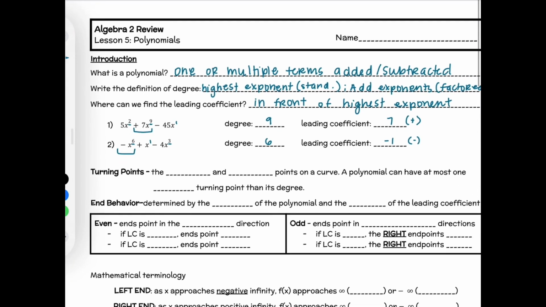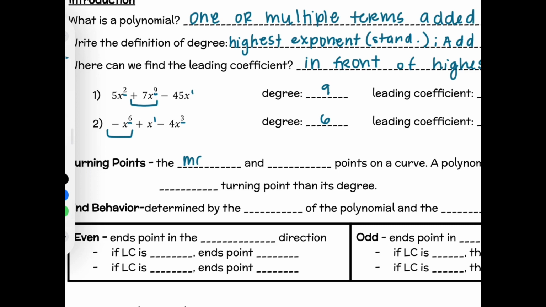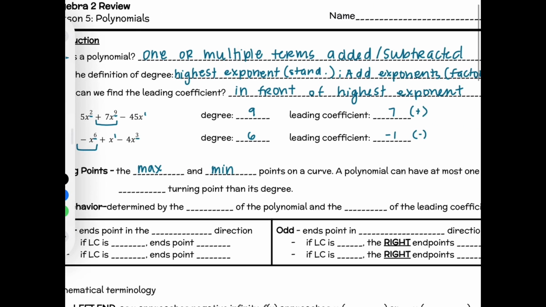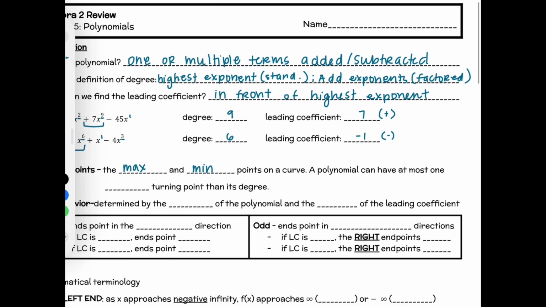All right, so turning points. So turning points are the max and min points on a curve. A polynomial can have at most one less turning point than its degree. End behavior is determined by the degree of the polynomial and the sign of the leading coefficient.